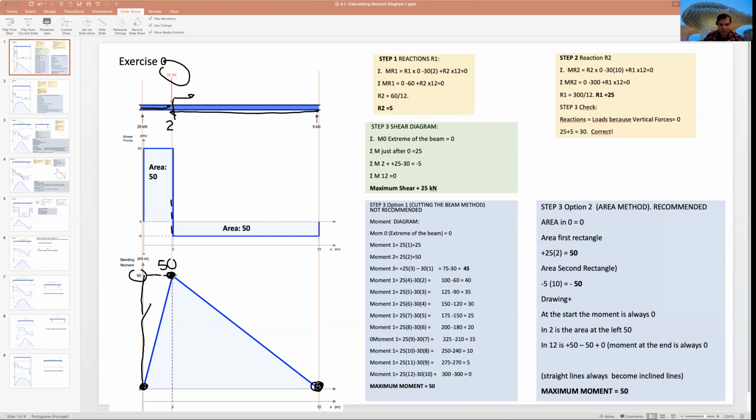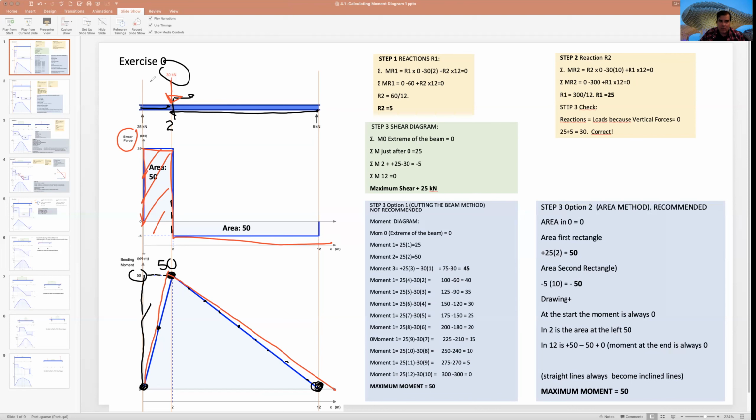I know that the other numbers will be an inclined line, because here it is 25, then 45, 40, 35, 30, 25, 20. Those are the plot lines. Well, why do all that work? I just need to learn that when I have a straight line in the shear, I will have inclined lines in the moment, and that is all.